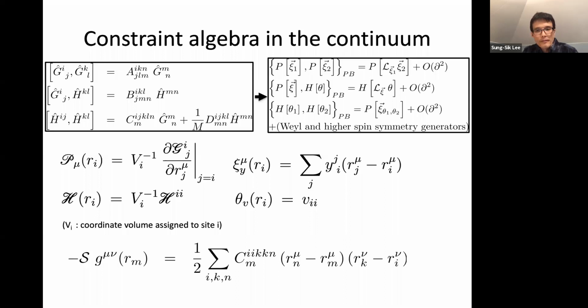But I should say this is something that you can derive mathematically once you have a mapping from the site to a manifold. Then within that manifold, you can do the gradient expansion, etc. And then this is something you can derive.